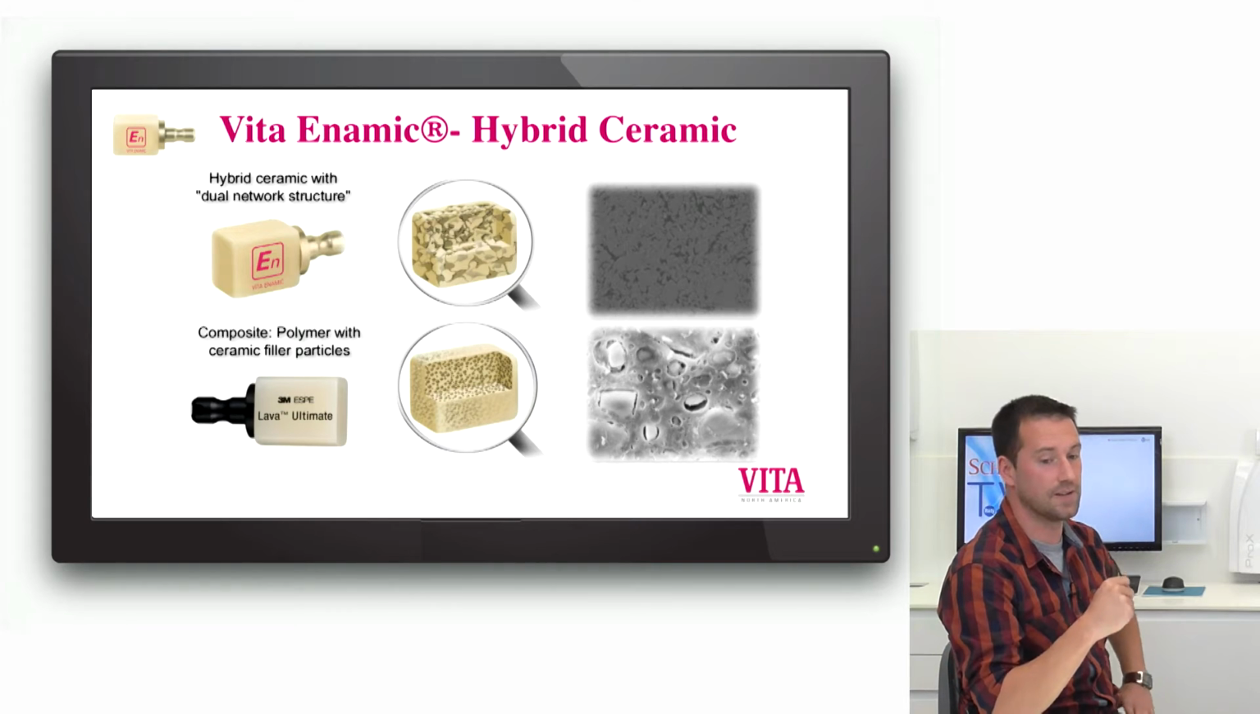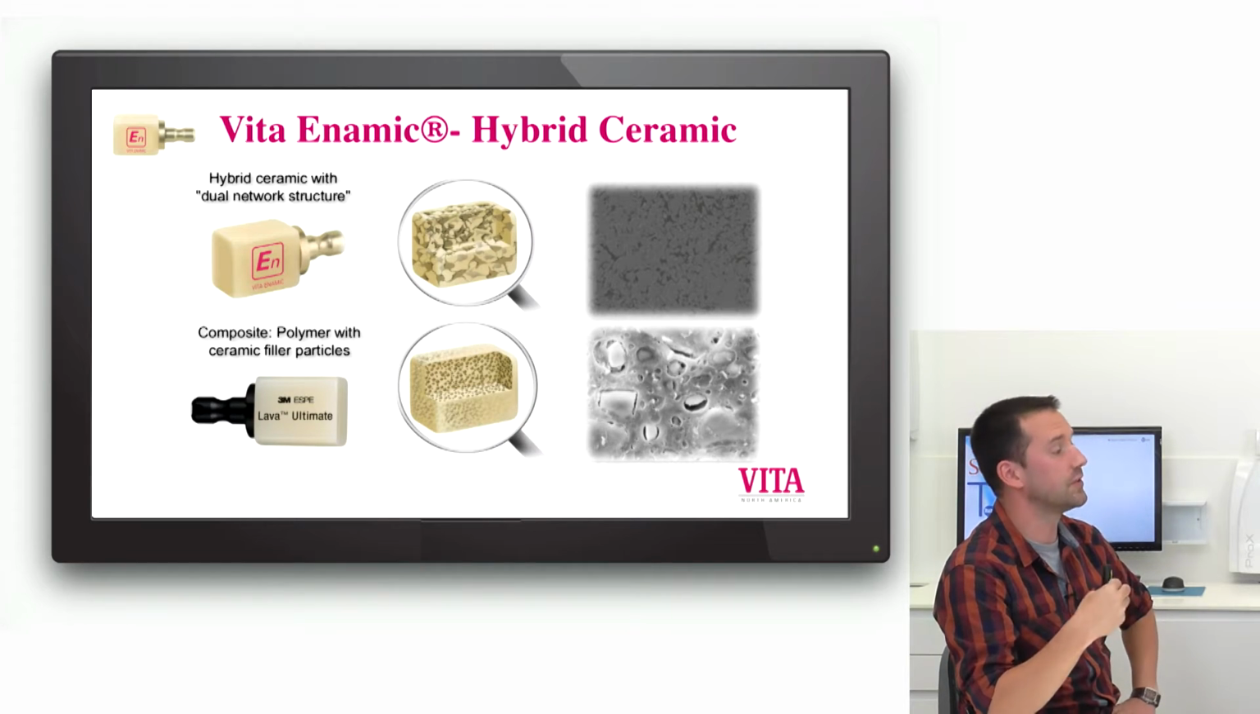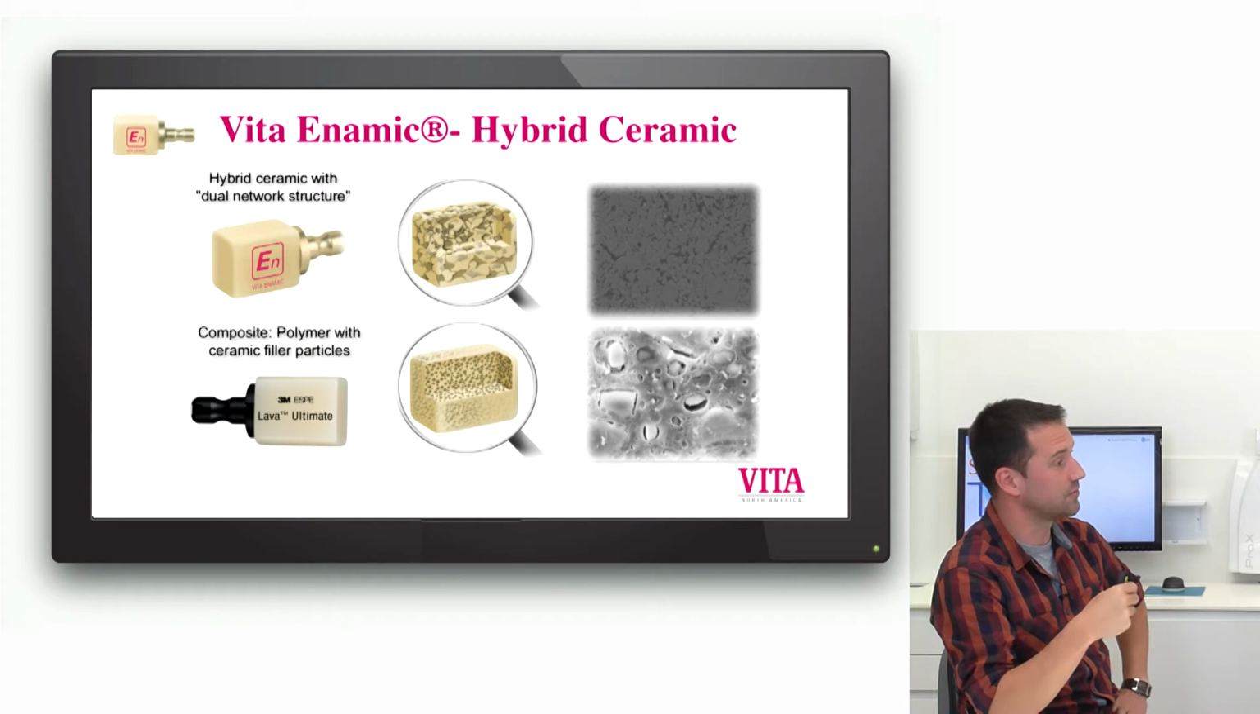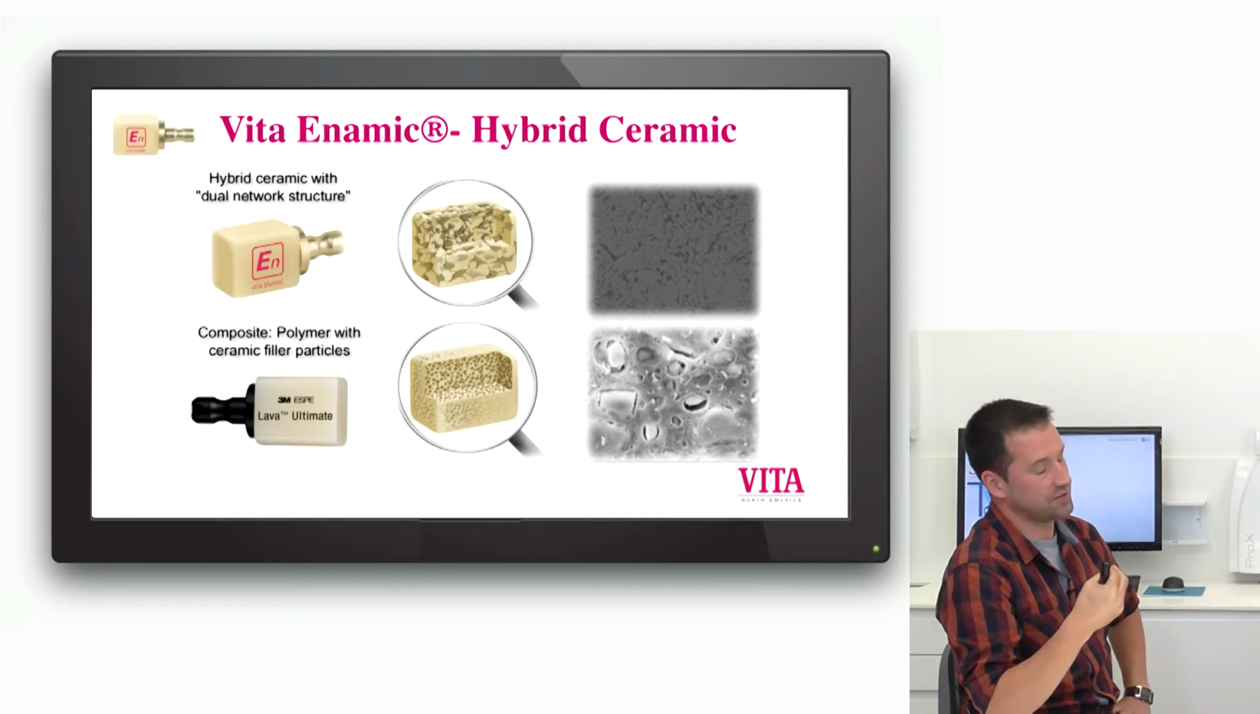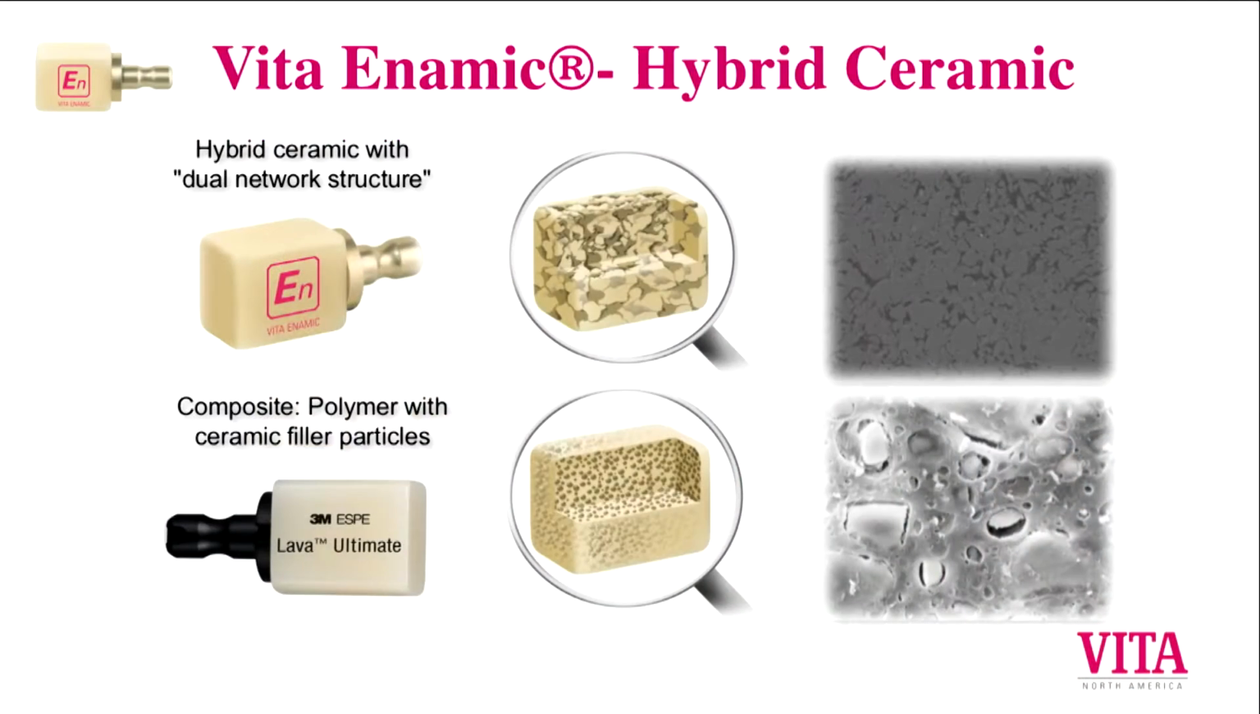So here you see the difference between a hybrid ceramic and a traditional composite material. Because if I say it's a ceramic combined with a polymer, then automatically you would think it is a composite. And a composite, you know the disadvantage and the advantage of composites. A composite wears off much quicker than traditional ceramic.